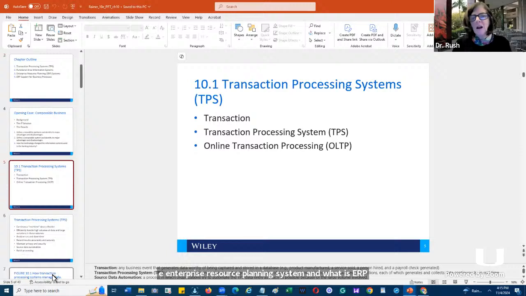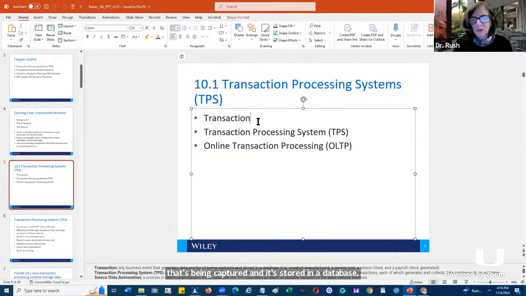So let's talk about a transaction. So Sebastian, you're my accounting major, right? So if I think about it, what's a transaction? It's some kind of business event that's being captured and it's stored in a database. So if I go to Publix, does Publix have a transaction processing system? What do you think, Sebastian?